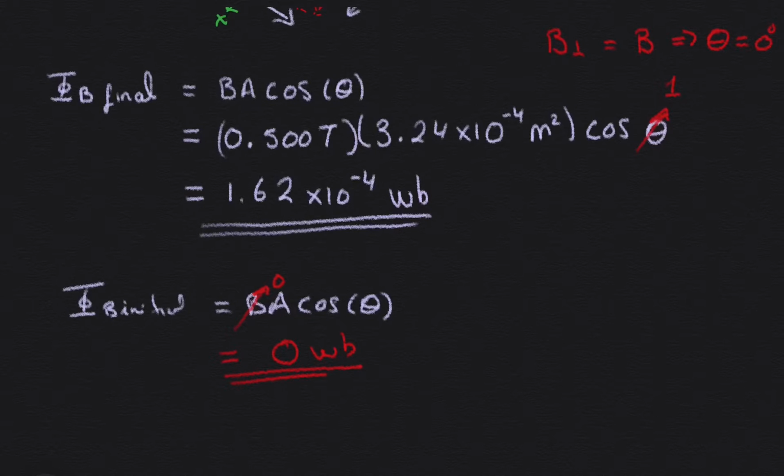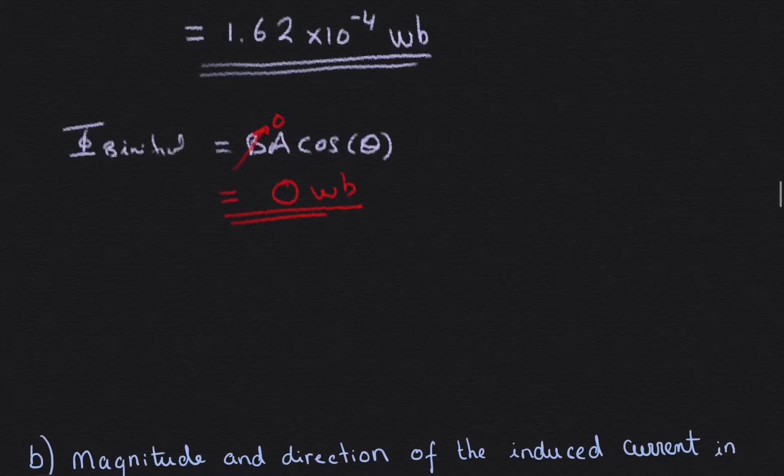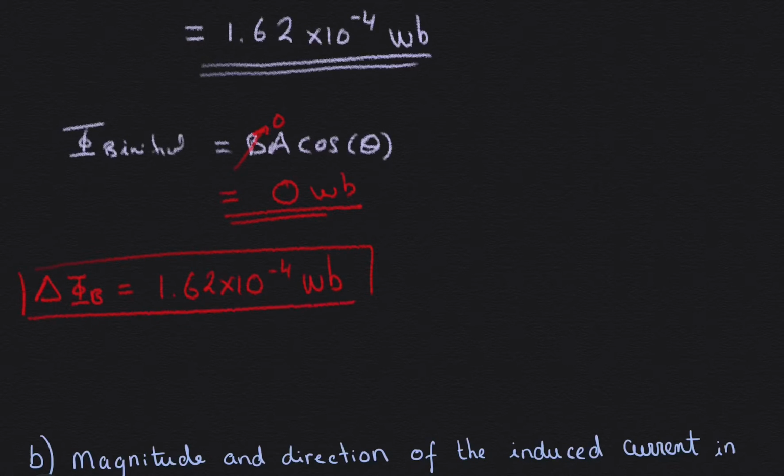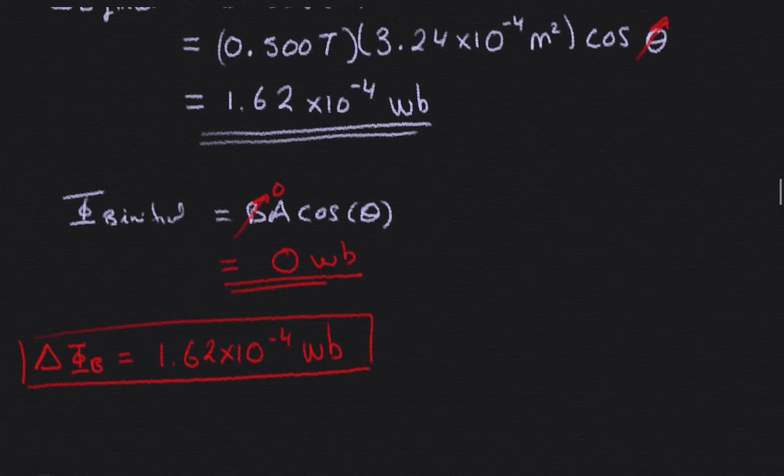So therefore, the change of the magnetic flux is 1.62 times 10 to the negative 4 Weber. I'm going to put a box here because we have a final of 1.62 times 10 to the negative 4. Subtract 0, and it's 1.62 times 10 to the negative 4. Now let me squeeze here on the right-hand side the induced EMF.